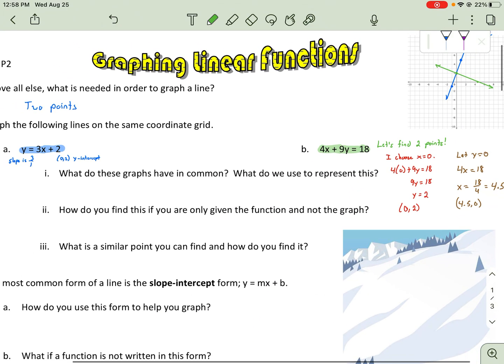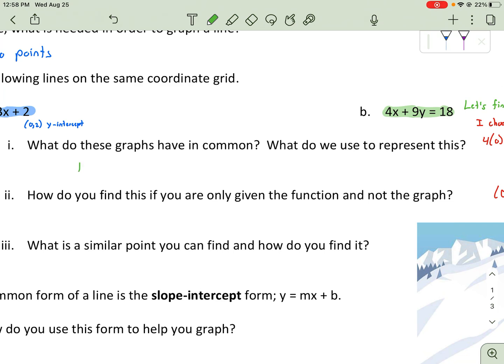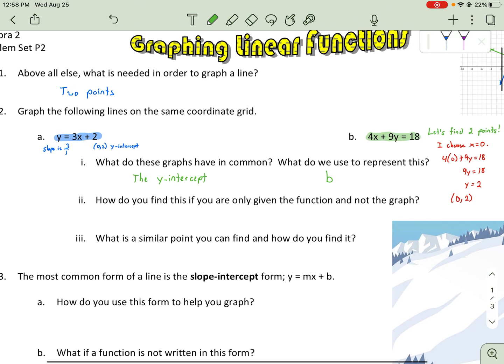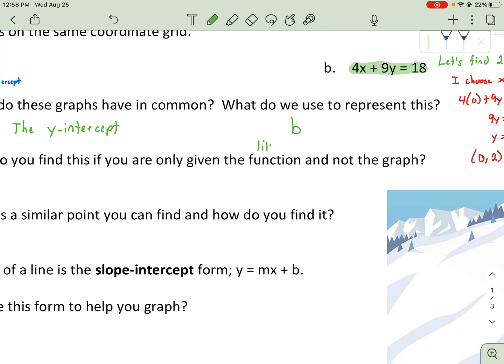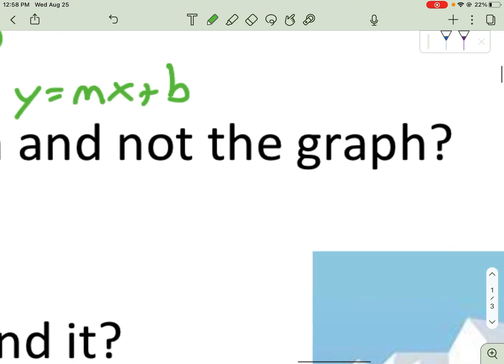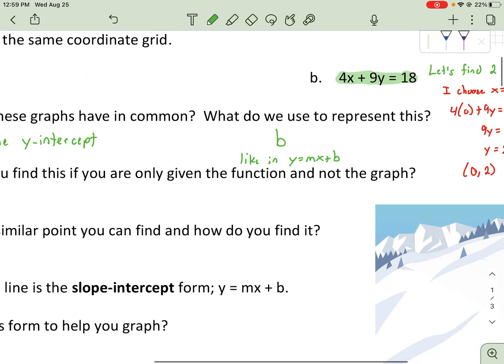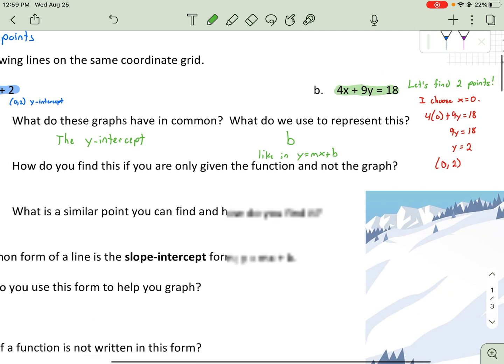Okay. Now, what do these graphs have in common? Well, they have the same y-intercept. What do we call the y-intercept? We usually call it b, like in y equals mx plus b. So when you have something written in this form, you know your y-intercept right away. It's just that b value. It's a point, 0, whatever the b value is.